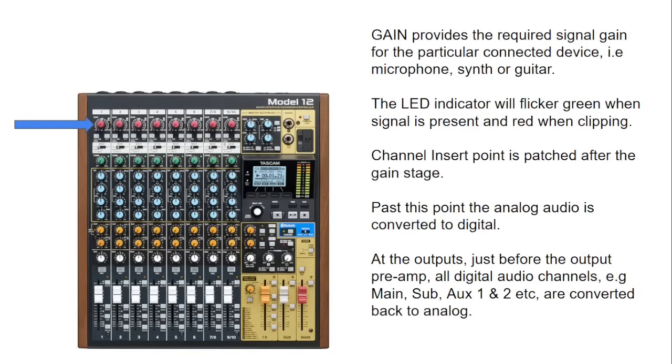The channel insert point, which is at the back of the unit, which I just talked about a few slides ago, is patched after the gain stage. So you use the gain knob to give enough gain to send enough signal to an outboard audio processing gear to be processed, like a compressor or equalizer. Now past this point, the analog audio is converted to digital. At the output, just before the output preamp, all digital audio channels, like the main, the sub, auxiliary 1 and 2, and headphones, are all converted back to analog.